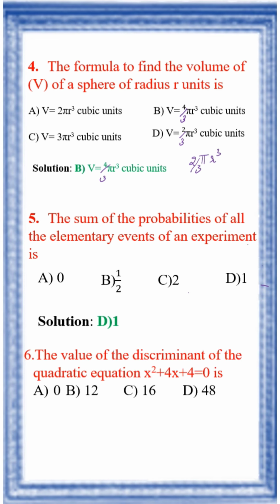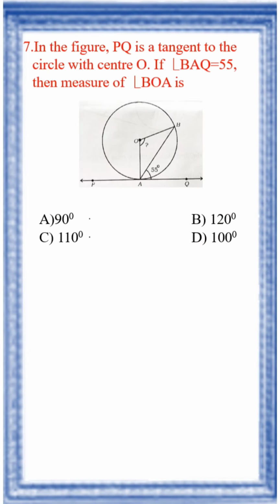The value of the discriminant of the quadratic equation x square plus 4x plus 4 is equal to 0 is 0. Discriminant, just remember, b square minus 4ac. Substitute the values. b square 16, 4, a is 1, c is 4. 16 minus 16, it is 0.